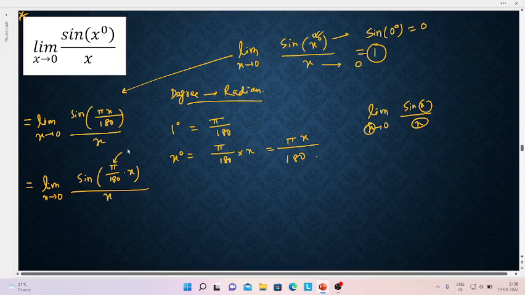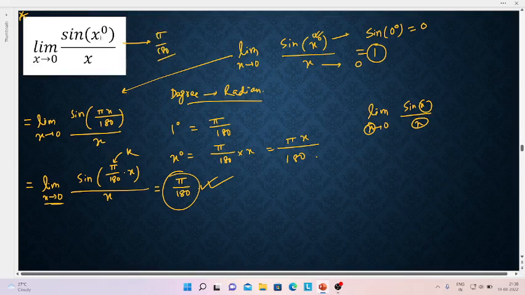So this pi upon 180 is nothing but equal to k, right? And here we have only x. Similarly, we have only x here, and that x is actually tending towards 0. So can you tell me what will be the value of this particular limit? It is nothing but pi upon 180, right? Now you can understand what I actually did.